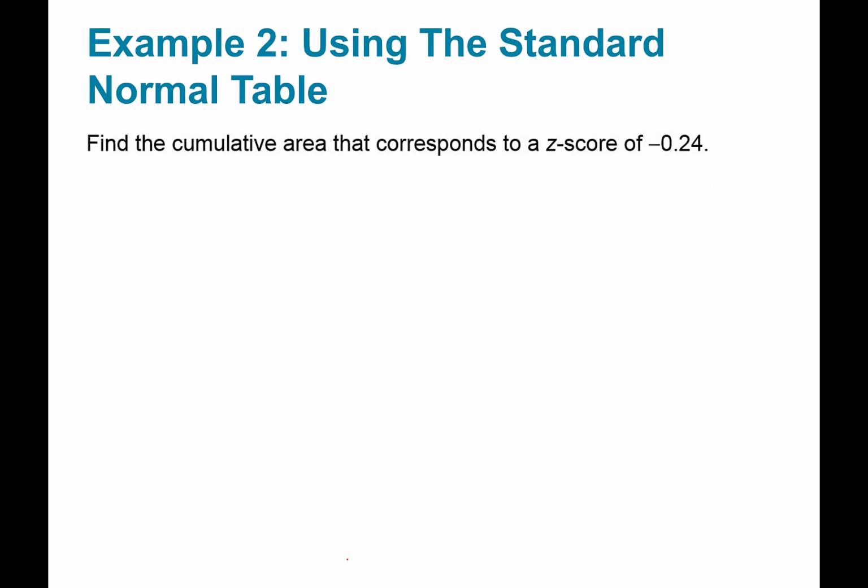So go ahead and try this next one on your own. Try to find the cumulative area corresponding to a z-score of negative 0.24.